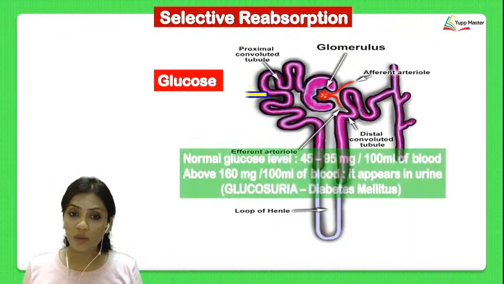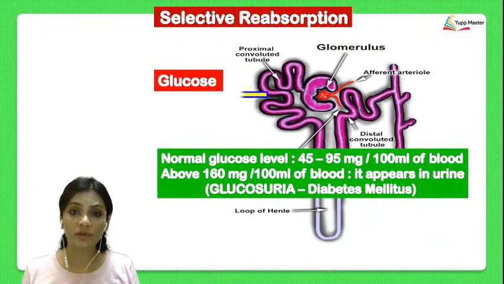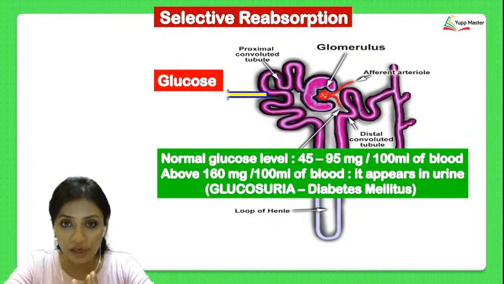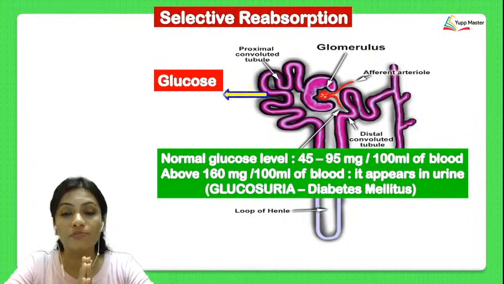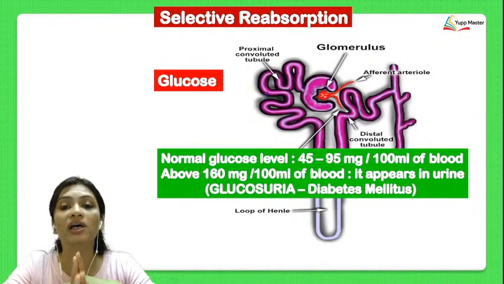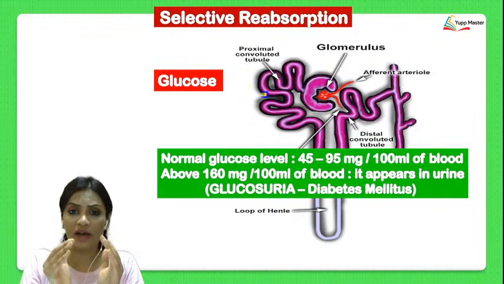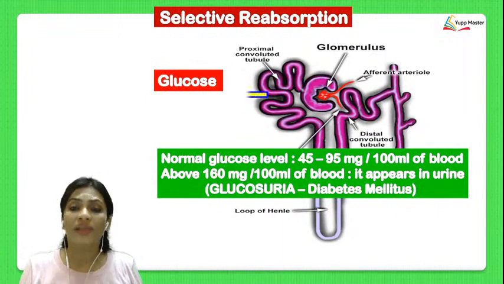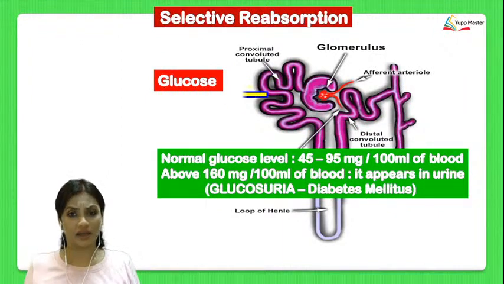Okay. So now how much is blood actually going to be able to hold on to? Blood is able to hold on to 45 to 95 milligrams of glucose per 100 ml of blood. So when you have 100 ml of blood, normal level of glucose in that blood is how much? It is 45 to 95 milligrams of glucose.